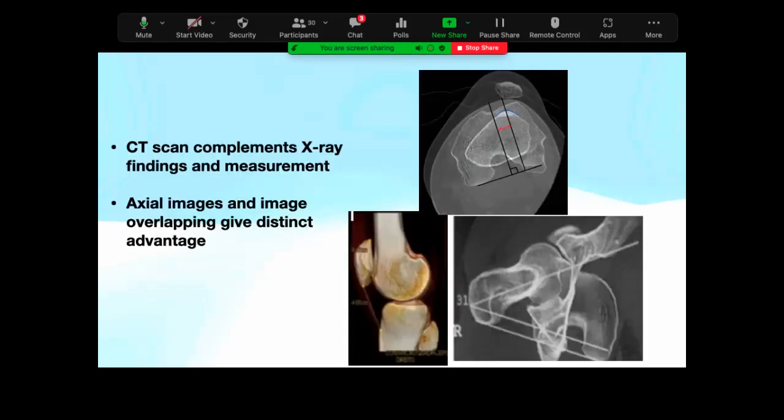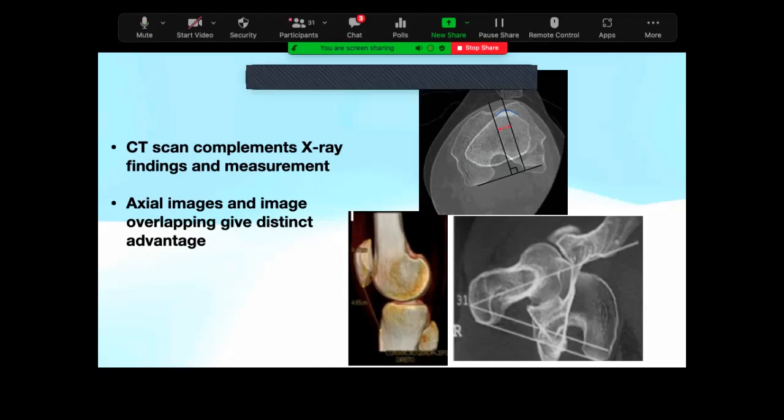Actually, CT scan complements X-ray rather than replacing it. The main advantage of CT scan is that we can get axial sections, which are lacking in the X-ray. With axial sections, we can overlap the images and get accurate measurements of various things. This is a distinct advantage over the X-ray.